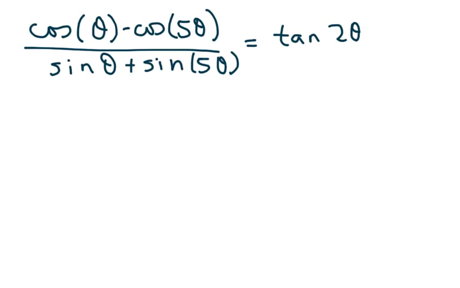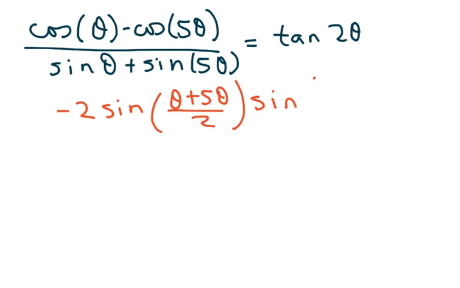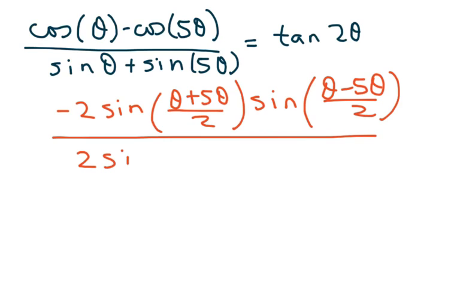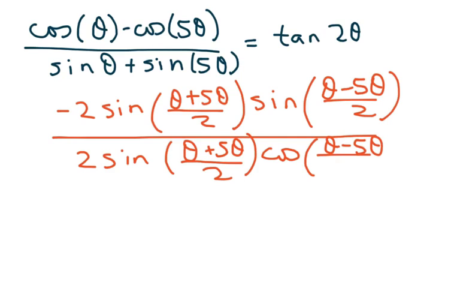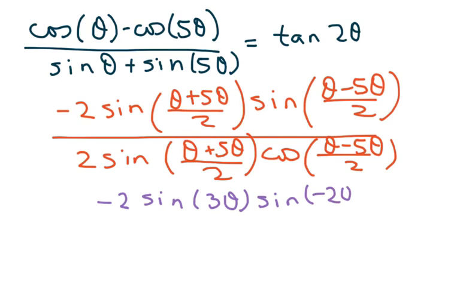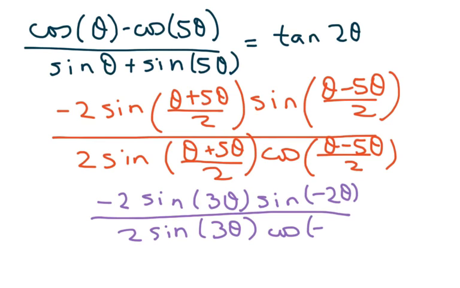So you're just using your formulas and write everything out. You get this left side equals negative 2 sine of (theta plus 5 theta)/2 times sine of (theta minus 5 theta)/2, all over 2 sine of (theta plus 5 theta)/2 times cosine of (theta minus 5 theta)/2. When you simplify this, you're going to get negative 2 sine of 3 theta times sine of negative 2 theta over 2 sine of 3 theta times cosine of negative 2 theta.